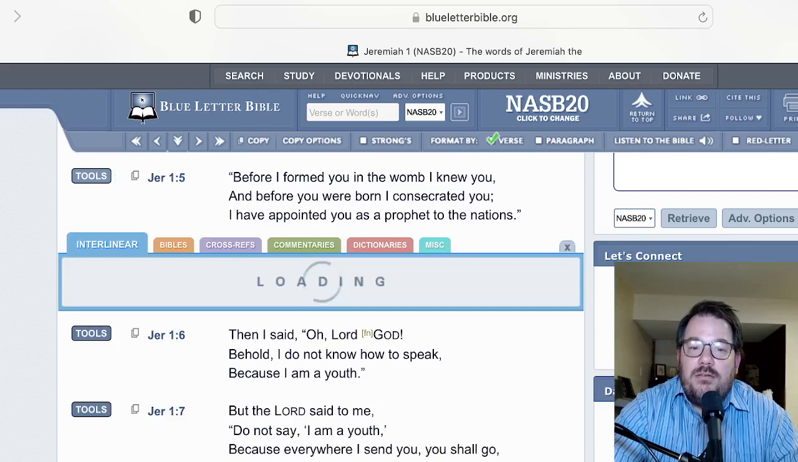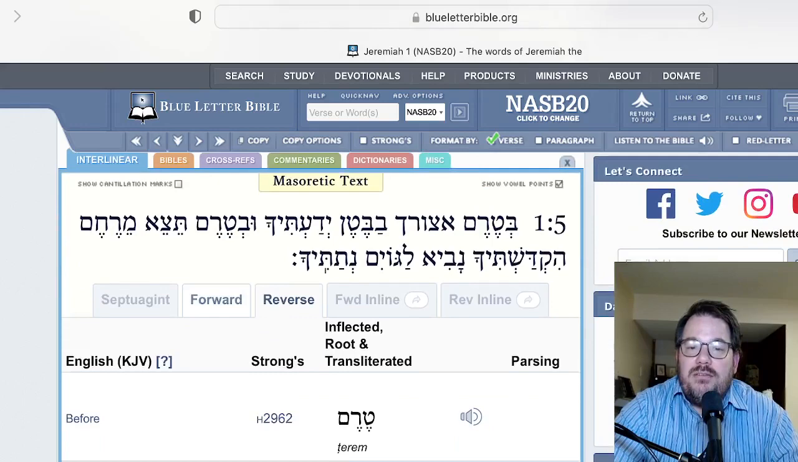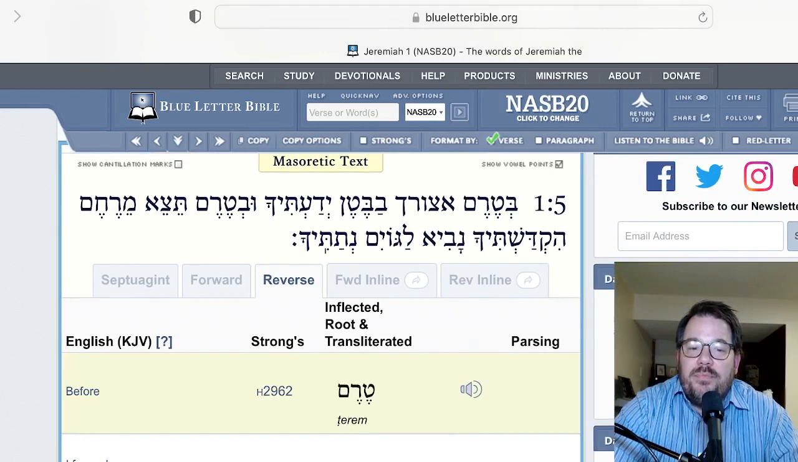Now, when I click on that, you'll see it pulls down the Hebrew text, and below that it gives you the Strong's number. The Strong's number refers to each Hebrew word used within the verse, so this is kind of like an interlinear. You have the Hebrew word and how that word is translated. Here it's translated in the KJV. That's okay. We're not really too concerned about that.